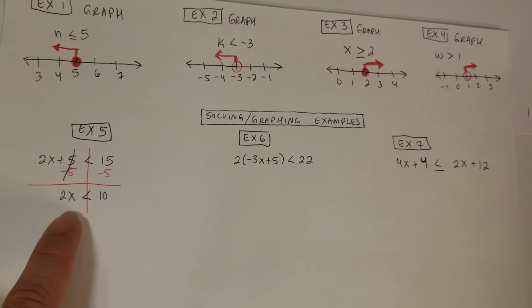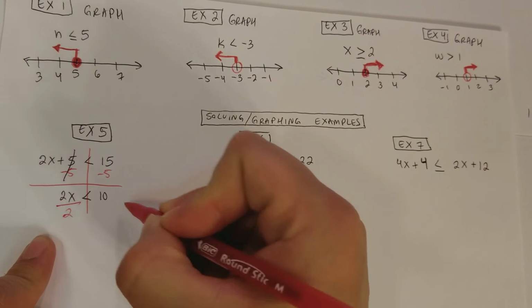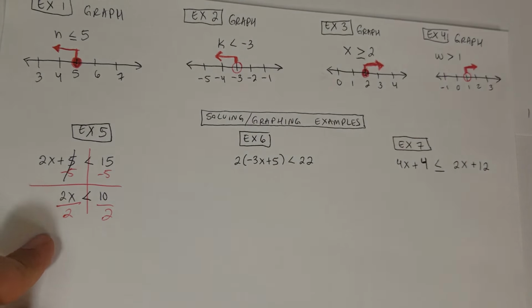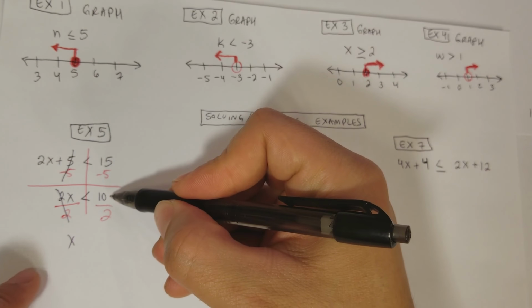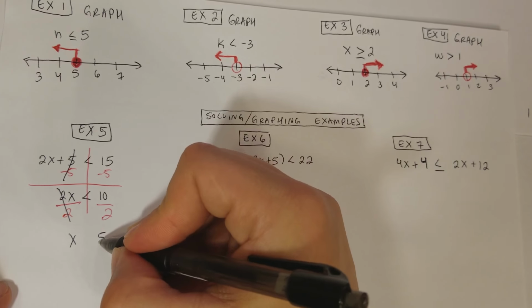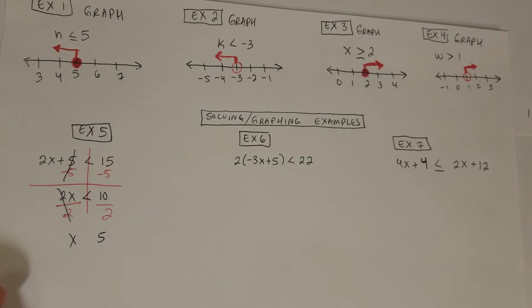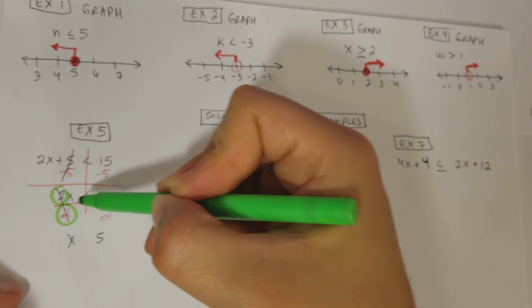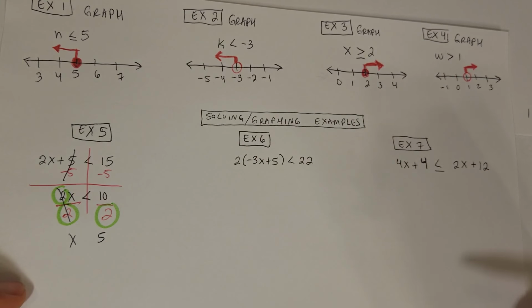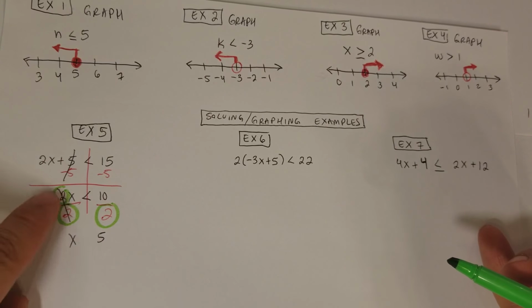So in order to get rid of the 2, we have to divide both sides by 2. Divide this, divide this. So on the left-hand side, the 2's cancel out. I'm left with just x. On the right-hand side, I get 10 divided by 2, which is 5. All right, that's all well and dandy. So did we divide by a negative? Yes or no? In this case, the answer is no. We divided by a positive 2.